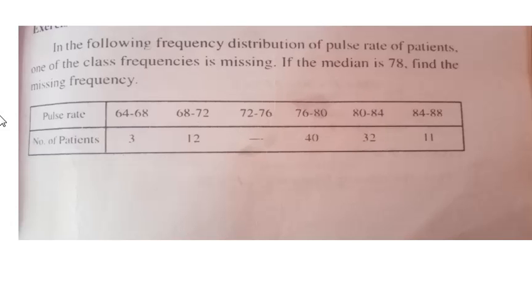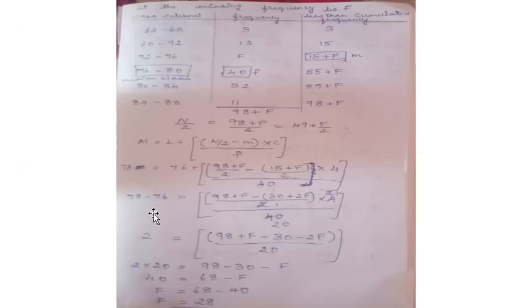Okay, so the information given is pulse rate 64 to 68, 68 to 72, 72 to 76, 76 to 80, then 80 to 84, 84 to 88. Number of patients: 3, 12, dash, 40, 32, 11. Now we will calculate the missing value. Let the missing frequency be F. We don't know the value, so we can take it as F.